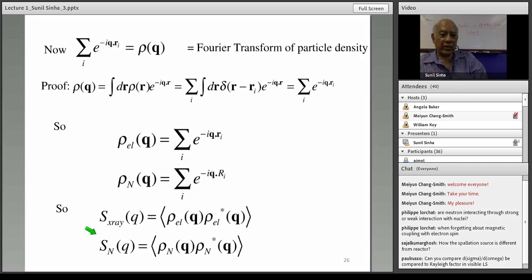Now we recognize that this sum, e to the minus iq dot ri, where this is the position, let's say, of a nucleus or any particle, summed over all particles, is just the Fourier transform of the density function of those particles. The proof is that rho of q is the integral of the density as a function of position times e to the minus iq dot r. But if it's a bunch of particles, the density can be written as a sum of delta functions of r minus the instantaneous positions of all those particles, times e to the minus iq dot r. By the properties of delta functions, this integral is trivial and just gives you, again, sigma i e to the minus iq dot ri. So this sum is actually just rho of q, the Fourier transform of the nuclear particle density.